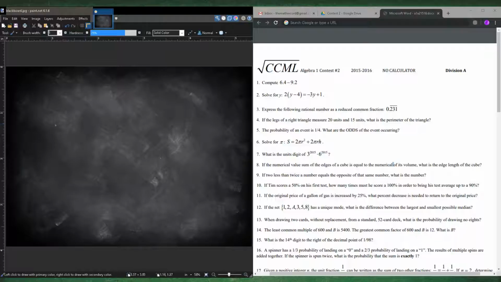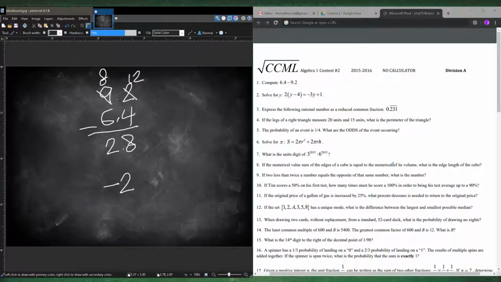Okay, question 1. 6.4 minus 9.2. You could just write this as 9.2 minus 6.4 and subtract them, so that makes 2.8. And then you just put a negative in front of it because 6.4 is less than 9.2. So the answer is negative 2.8. Basically that simple.